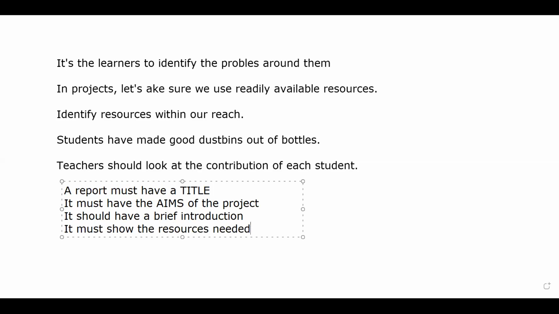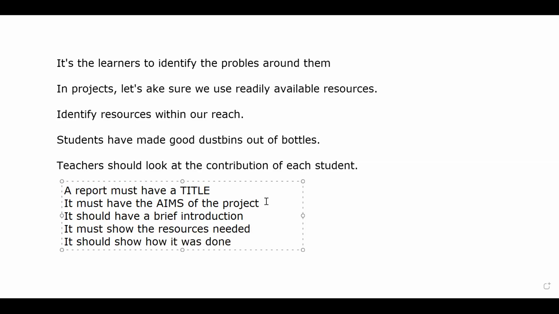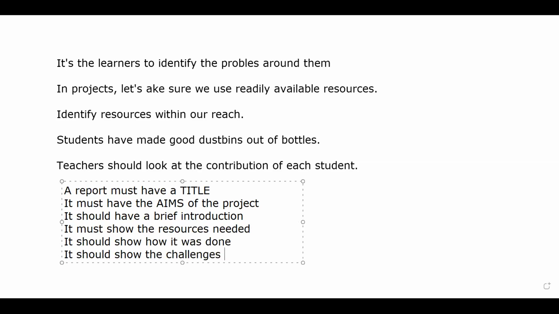Then the methodology. How have you done the thing? How have you actually done what you are presenting? Then also, the challenges you have faced. What challenges have you faced in making this tool, in designing this solution, in making what you have made? Then you also give recommendations. Then how do you conclude?